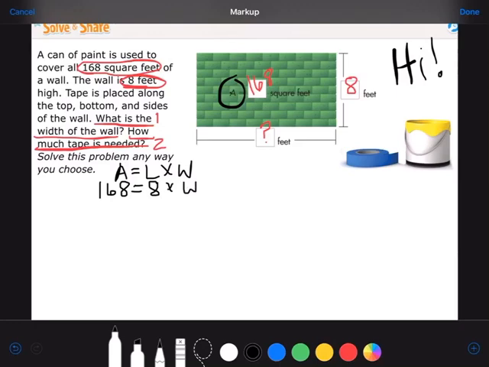So how do I find the missing factor in a multiplication problem? Well, when I'm trying to find the missing factor in a multiplication problem, I have to use the opposite or inverse operation, which would be division. So if we can take our product and divide it by what we know, it should give us what we don't know. So let's set up that problem. We're going to divide 168 by the side we know, which was 8.